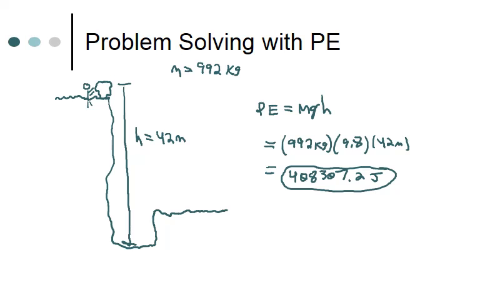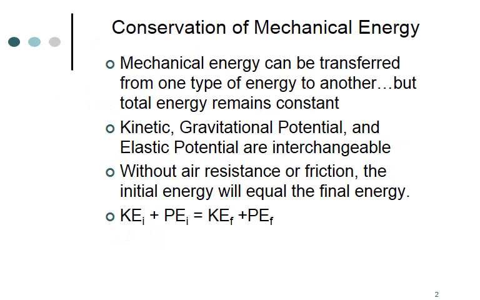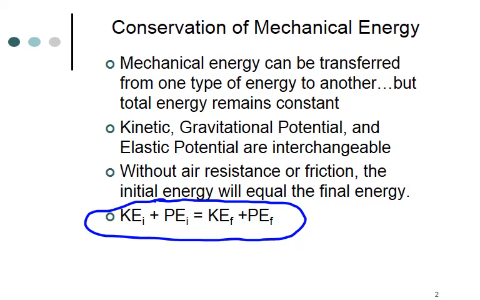Okay, so we should get 408,307.2 joules would be the energy. Lots of energy here because we have a very large mass, and 42 meters is decently high. All right, so the conservation of energy relationship is very critical here. The initial kinetic plus the initial potential should equal the kinetic final plus the potential final, as long as there's no friction, air resistance, or anything like that taking away its energy.